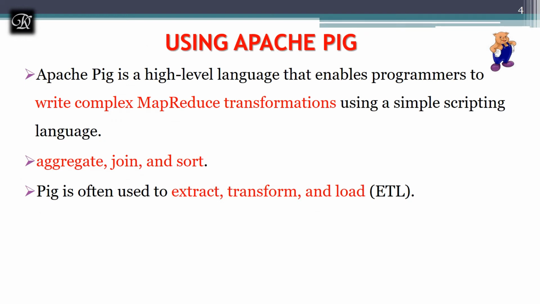Apache Pig. What is this and why do we need this? Apache Pig is a high-level language that enables the programmer to write complex MapReduce transformations using a simple scripting language. Pure technical terms, right? Now we'll simplify it.